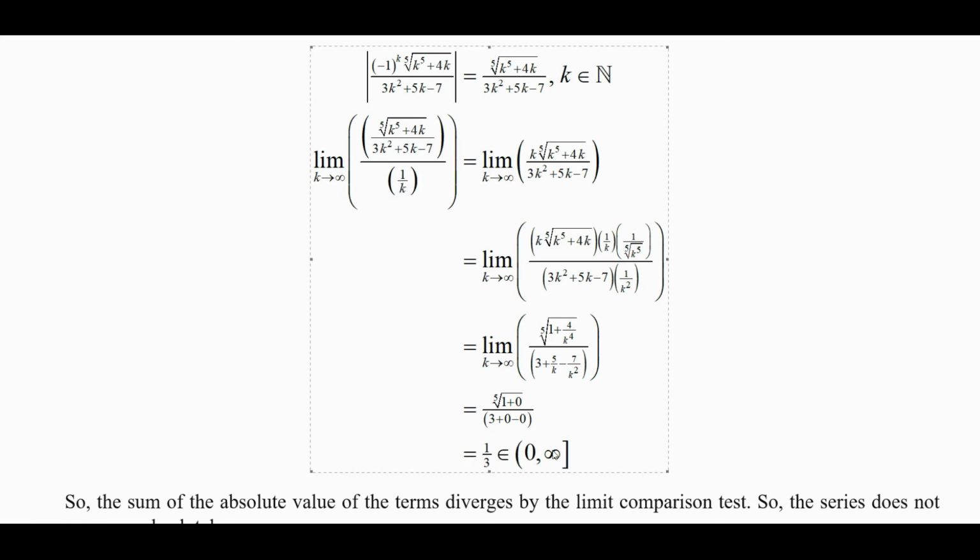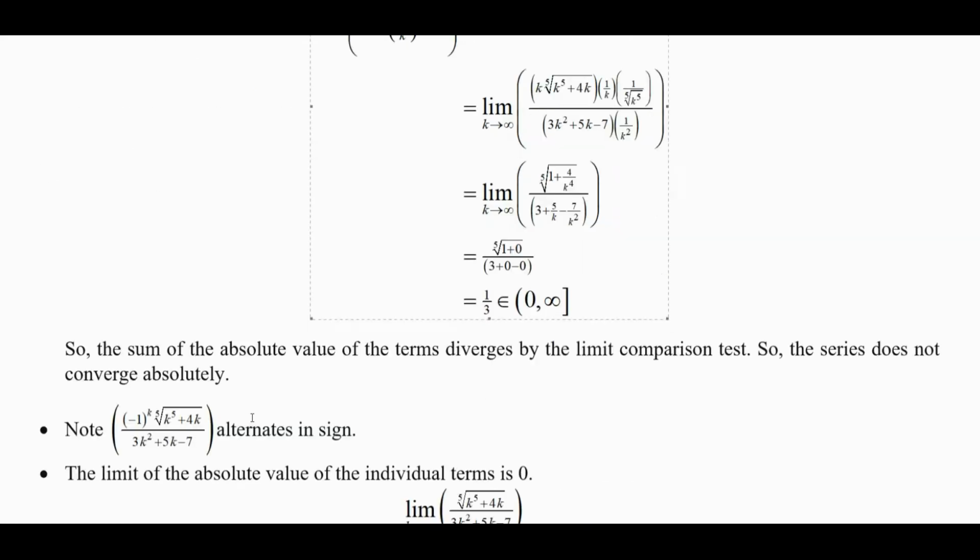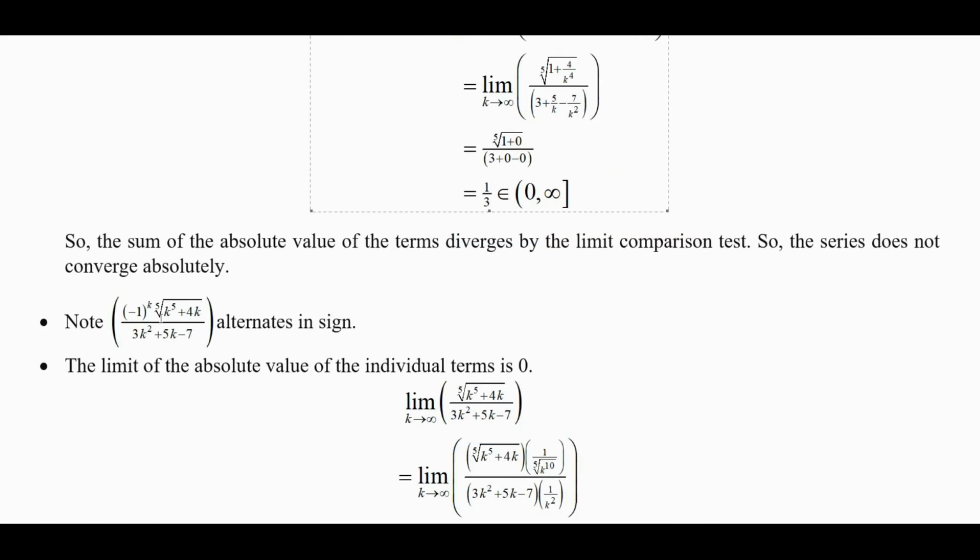Infinity would have been a result that would have been acceptable to show that this diverges. So this diverges. Now this, though, is not what we started with. This is the absolute value of what we started with. So this says it does not converge absolutely. Okay, however, it does alternate in sign.